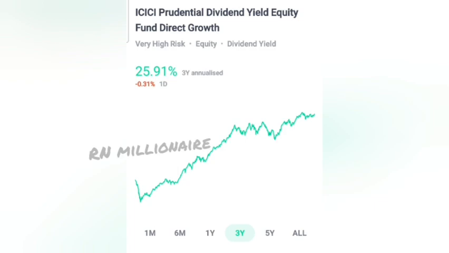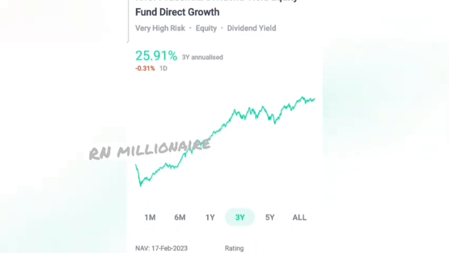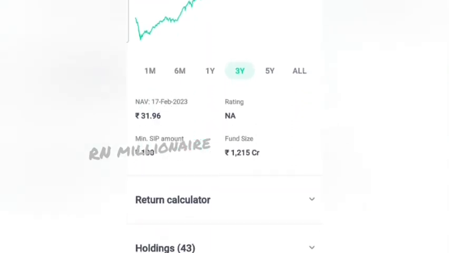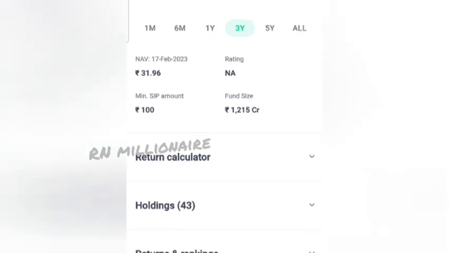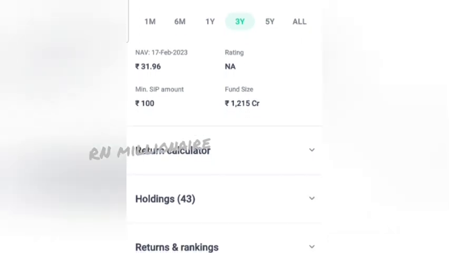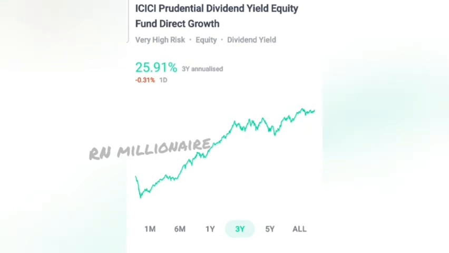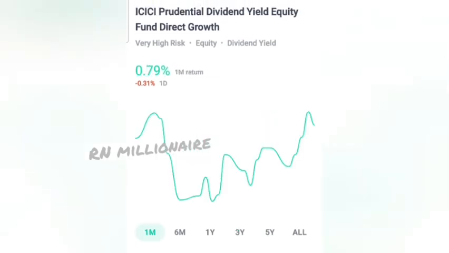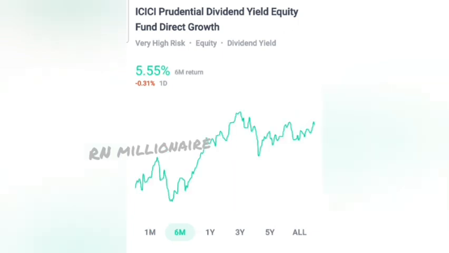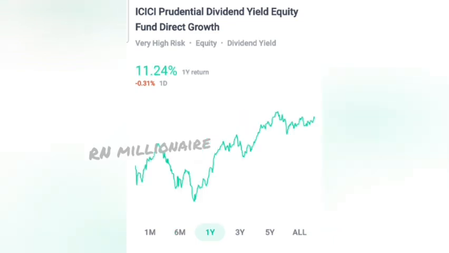Let's look at the ICICI Prudential Dividend Yield Fund. We are looking at the direct growth fund. In a 1 month period, it gave 0.79%. In a 6 month period, it provided 5.55%. In a 1 year period, 11.24% return.